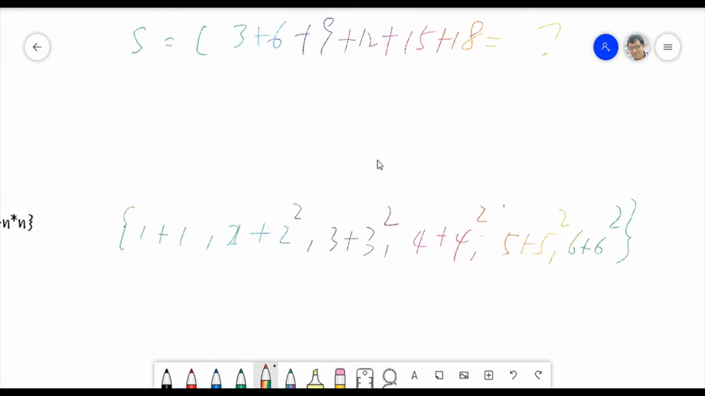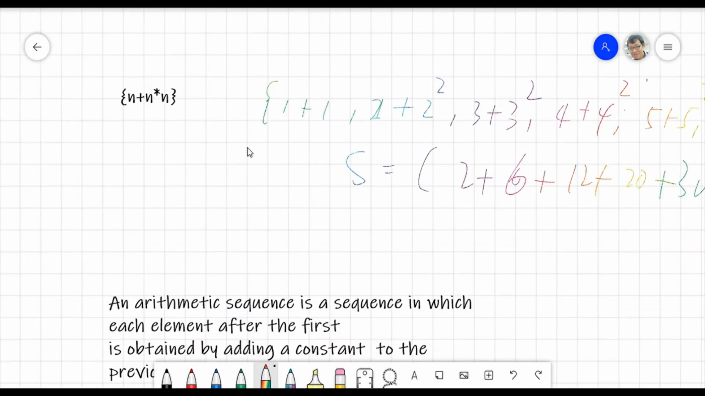So how about the sum? The sum, of course, is easy, right? The 6 elements added together: 2, then 6, then 12, 20, 30, and 42, right? So that's the sum. Very easy, right?